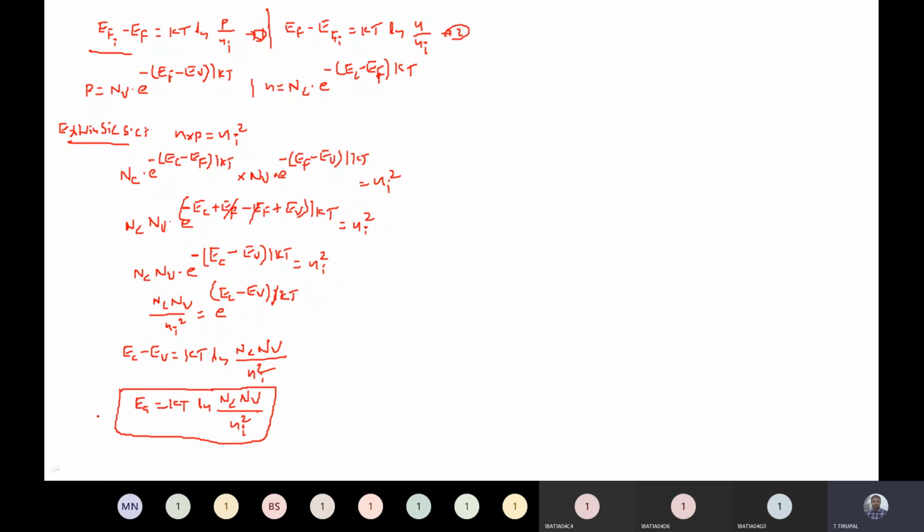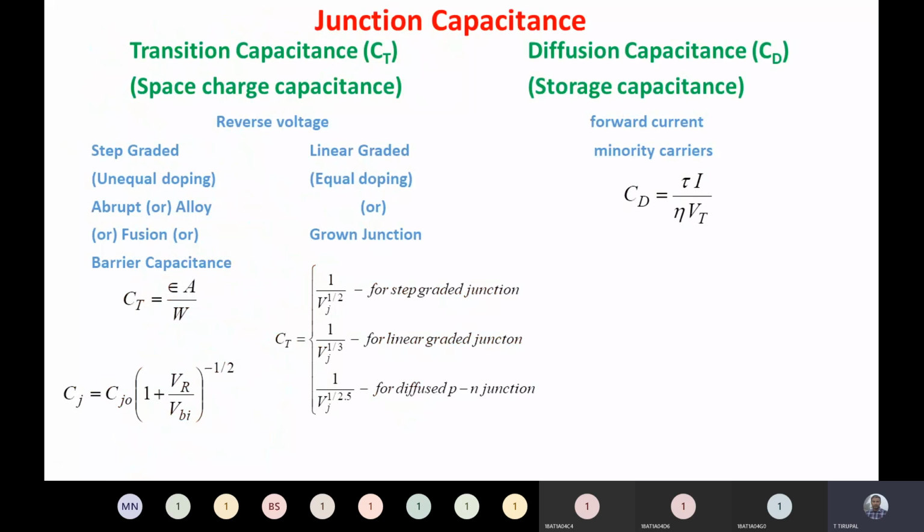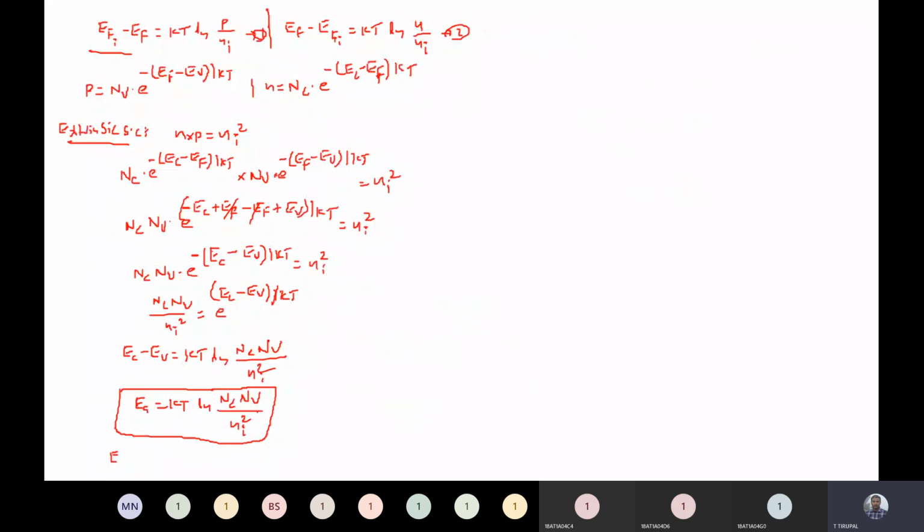Because EG is equal to how much? Where EG is equal to EC minus EV, the energy gap. So we got EG is equal to KT ln NC NV divided by Ni square, where NC is called effective mass of electrons and NV is called effective mass of holes in valence band.